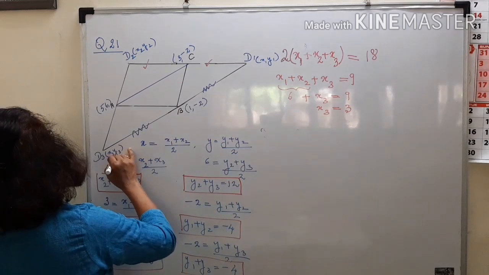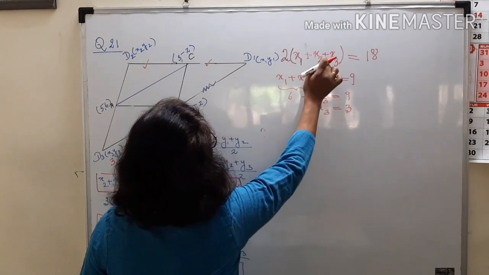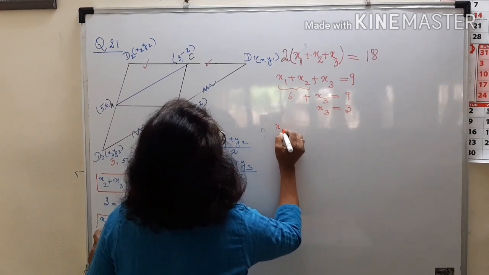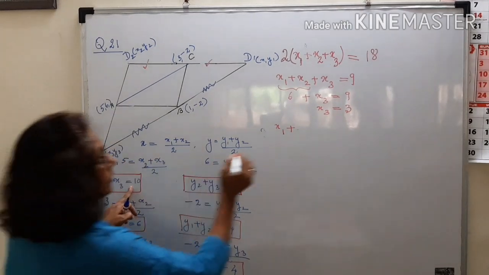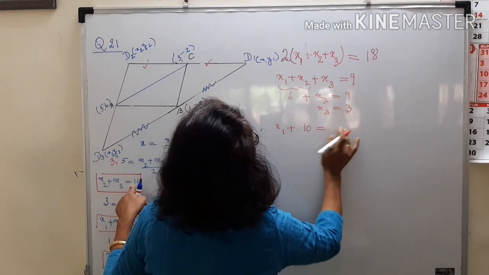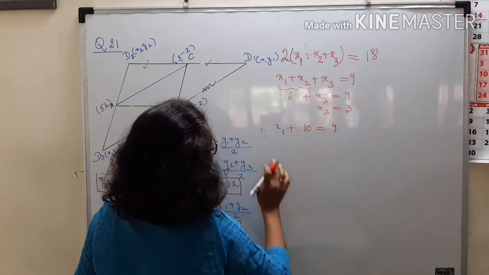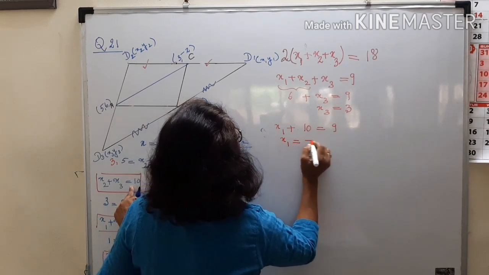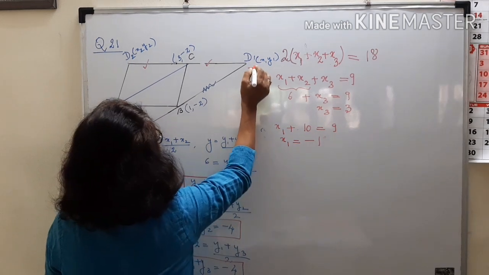We come over here, we write 3. Then, I put the value of x2 plus x3. What is x2 plus x3? That is 10. Is it equal to 18? Not 18, it is 9. x1 plus x2 plus x3 is 9. x2 plus x3 is 10. Therefore, x1 is negative 1. 9 minus 10, negative 1. I write negative 1 here.